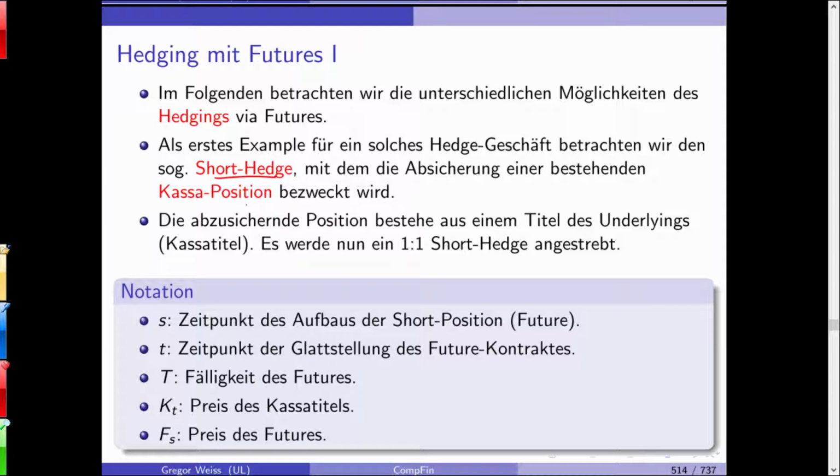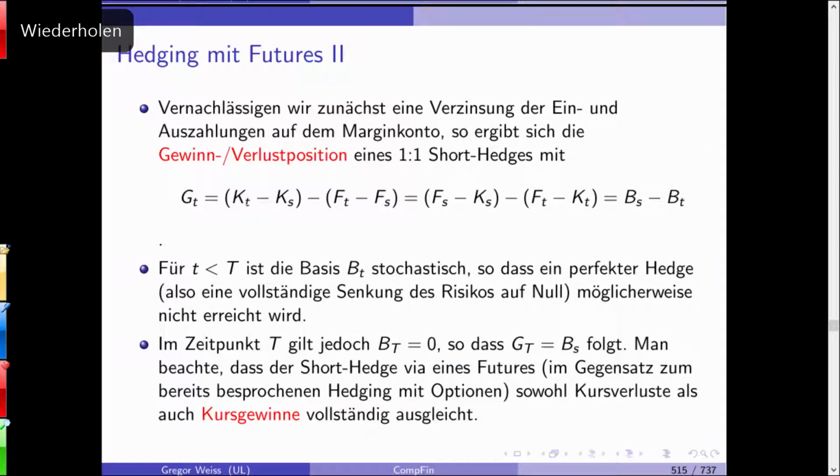short hedge. We have a long position in, say, for example, a stock or a commodity. So we are in possession of 10 tons of steel, and we want to hedge against detrimental and negative changes in the steel price. Some notation: S, T, capital T, K, and F. F is the price of the future, K is the spot price, capital T is the maturity of the future, and S is the point in time at which we've bought the future, and T is the point at which we are selling or closing the position.